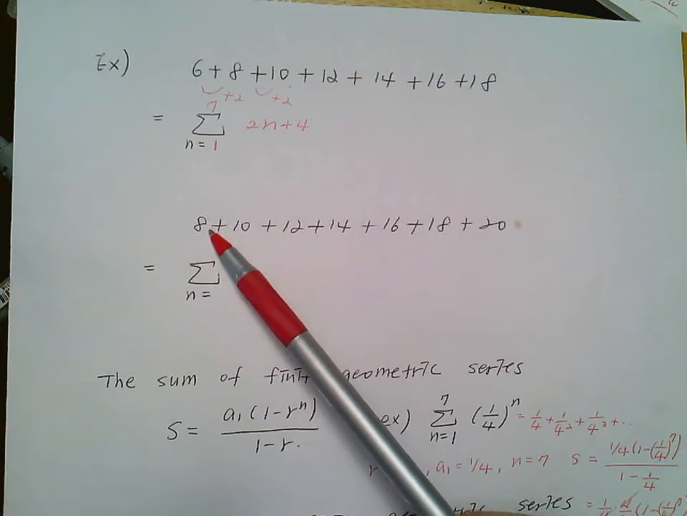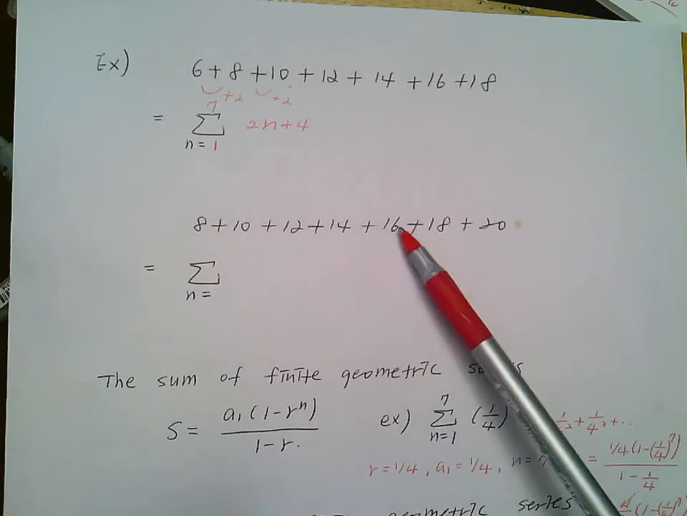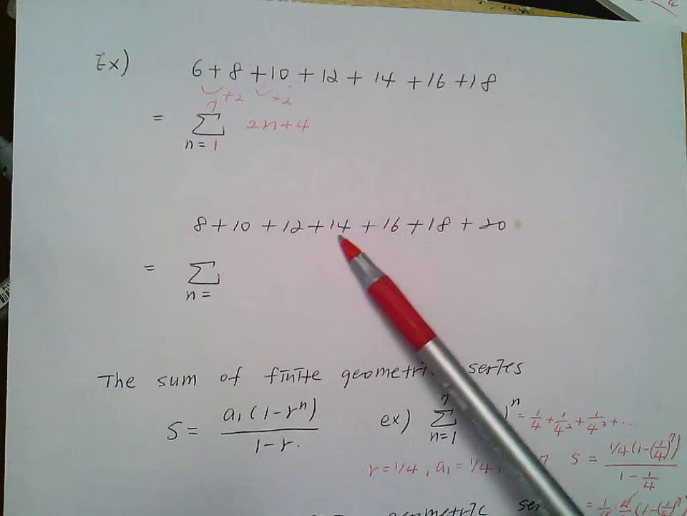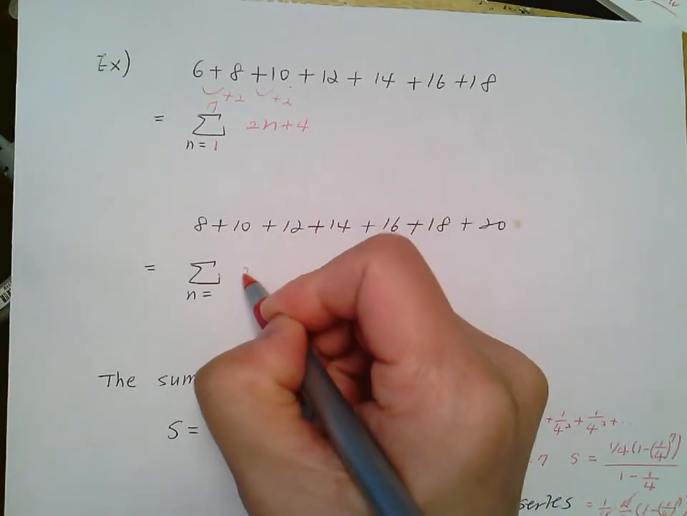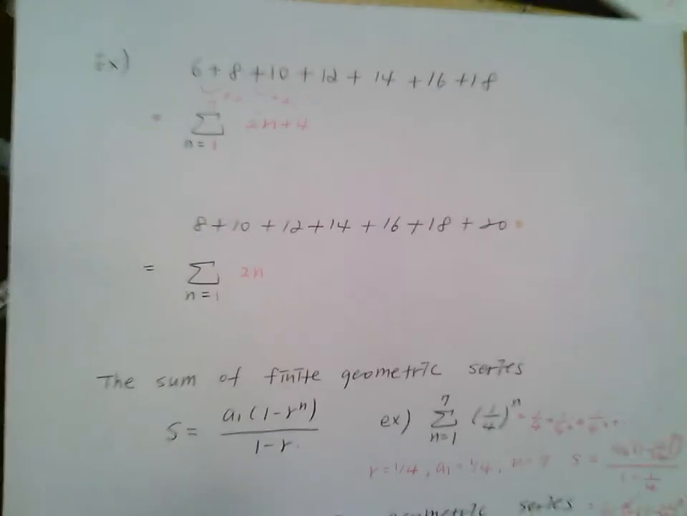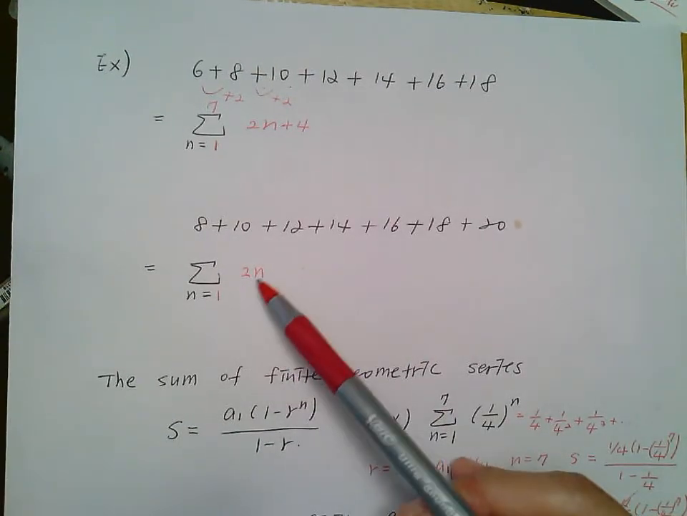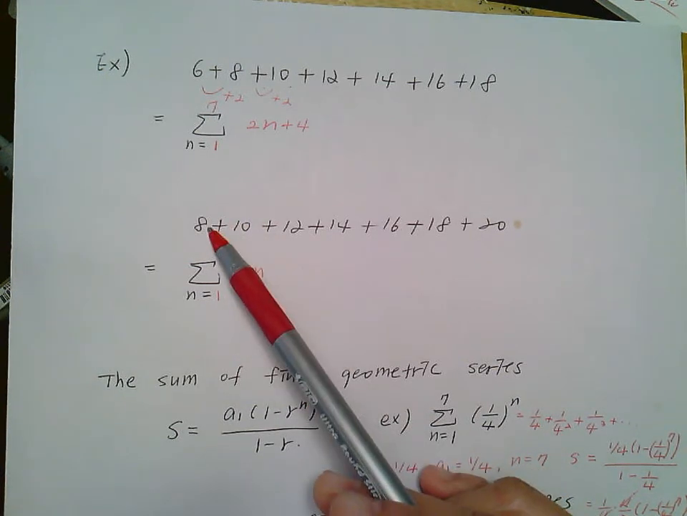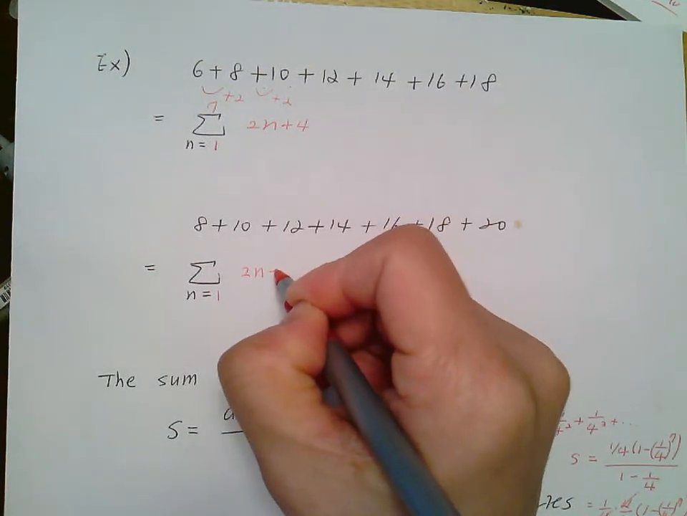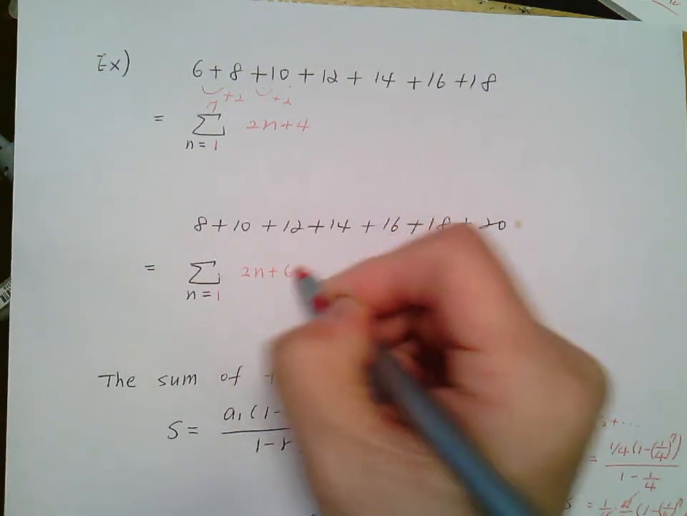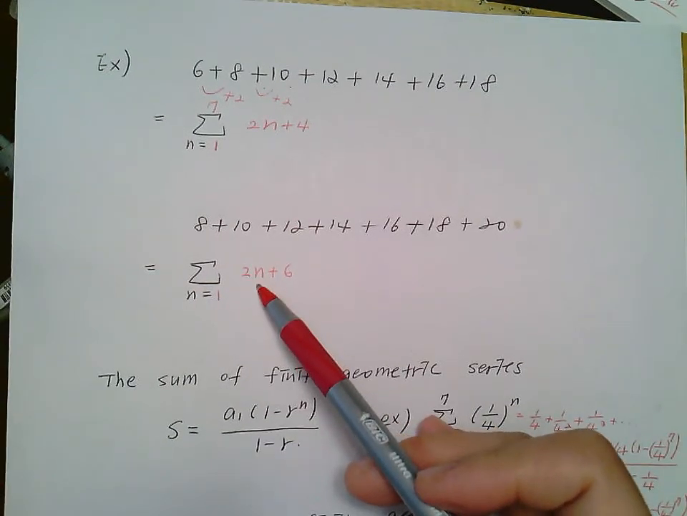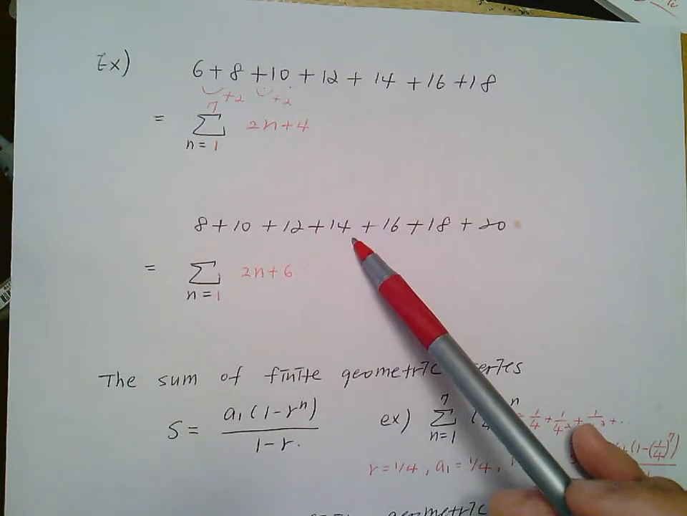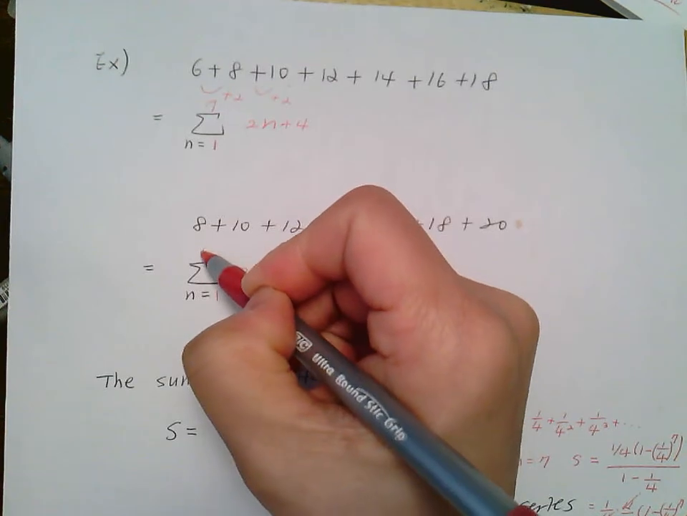The next one is 8 plus 10 plus 12 plus 14 plus 16 plus 18 and 20, right? So we know each one goes by 2 again. So we have 2n and n starting at 1. If we plug in a 1, we have a 2, but we want to make 8, so it's 2n plus 6. Let me plug in a 2: 2 times 2 is 4, 4 plus 6 is 10. But how many terms? 1, 2, 3, 4, 5, 6, 7. So my upper bound is 7.